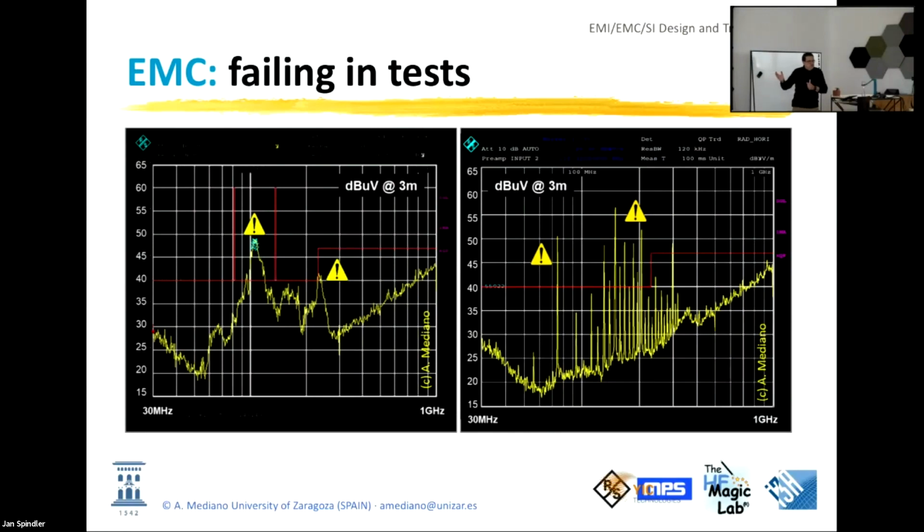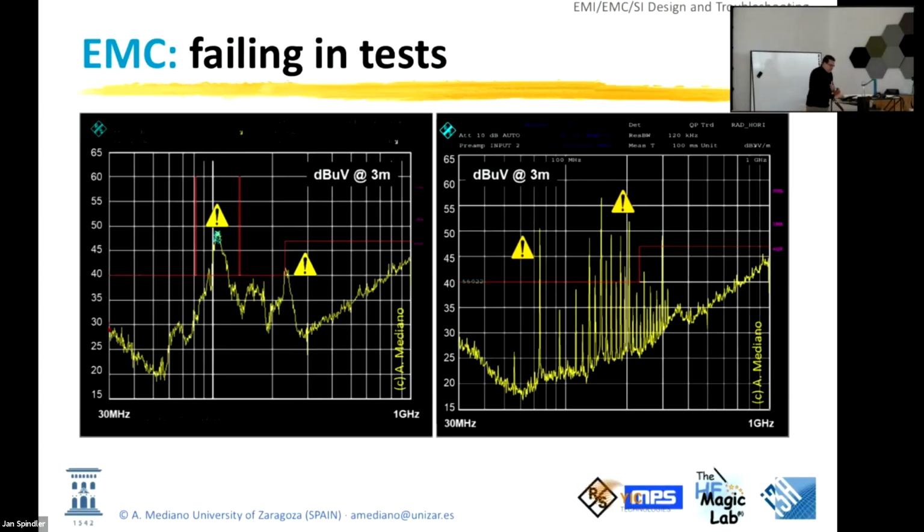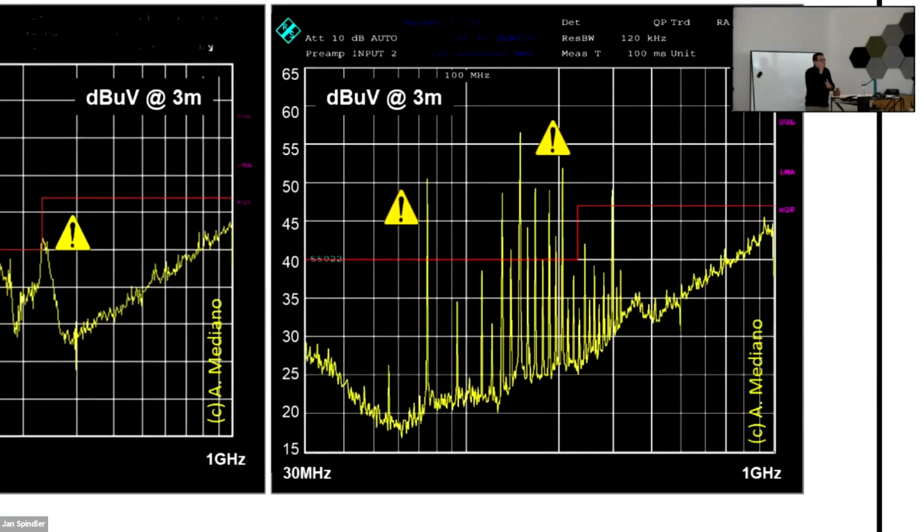All of you know about this. Sometimes you are failing on this, like this. You are failing at specific frequencies. You go with the marker to the peaks, and you find that these peaks are related with the frequency in your design: the clock frequency, the driver of your IGBTs, or some specific oscillator you have in your circuit.